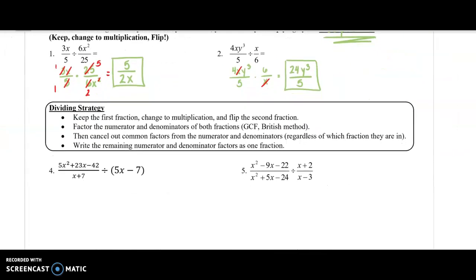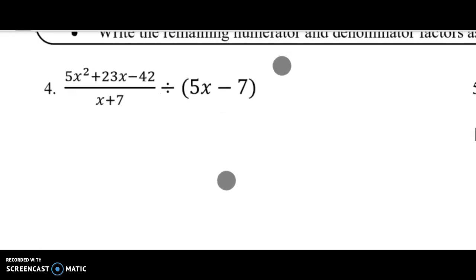Okay, so now we're going to do that, but it's going to be with polynomials. So again, keep, change, flip, and then all the rules are the same. Factor, cancel, write your final answer. So this first one here, I'm definitely going to have to do the factor by grouping, the British method for that one, okay? So I'm going to do this one over here.